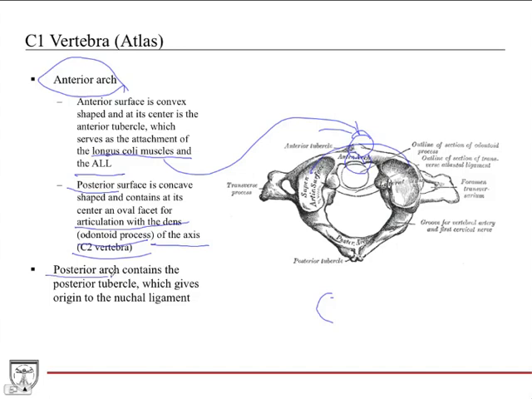So the posterior arch, this part here, contains the posterior tubercle, which is this part here, which gives rise to the nuchal ligament, which is a big fan-like ligament that runs down, interconnecting the spinous processes.